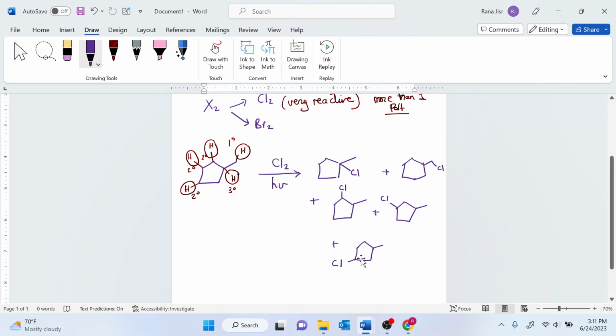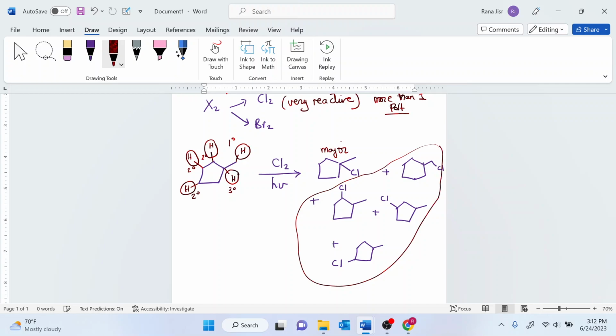All of these products in here, they do happen at the same time. However, the most stable product is the product that results from the replacement of the tertiary hydrogen, because this bond over here, the sigma bond, is the weakest bond. So this is going to be the most stable product or the major product. And all the rest are going to be minor products.